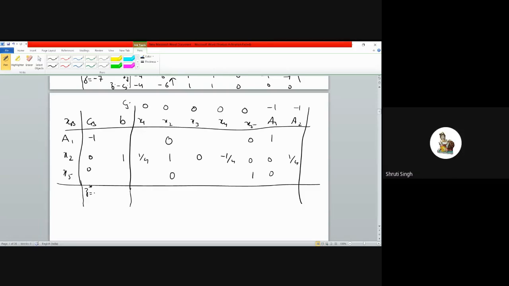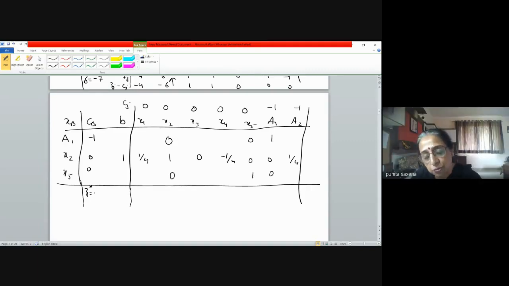Ma'am, A2 will not be there, na? Means the values for the A2 will not be computed. No, keep it. Keep it. We are doing two-phase now. Okay? We'll get rid of all the artificial columns after the end of phase 1. Though, of course, they can never re-enter. We know that, but still. Okay? Okay, ma'am.